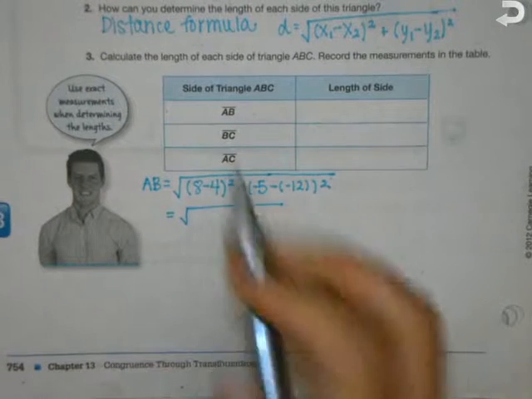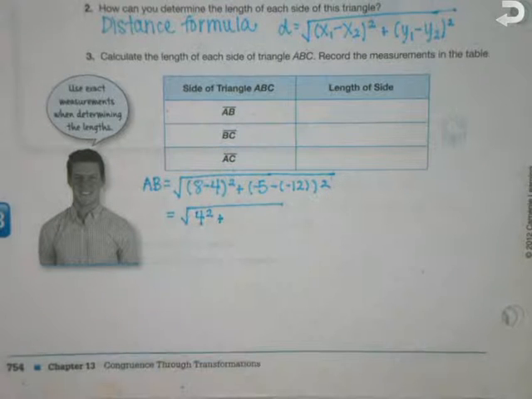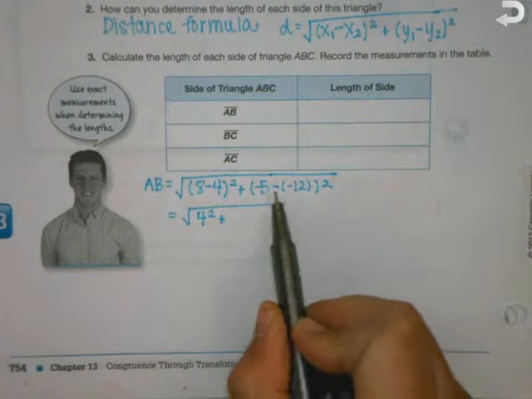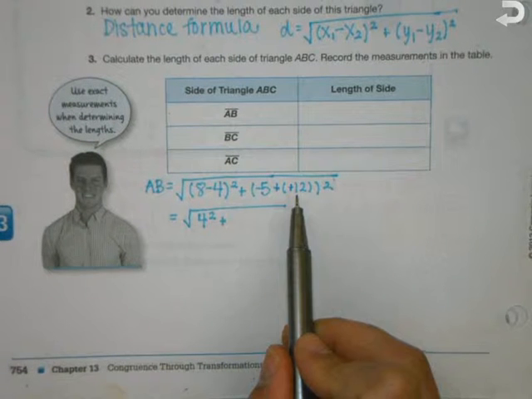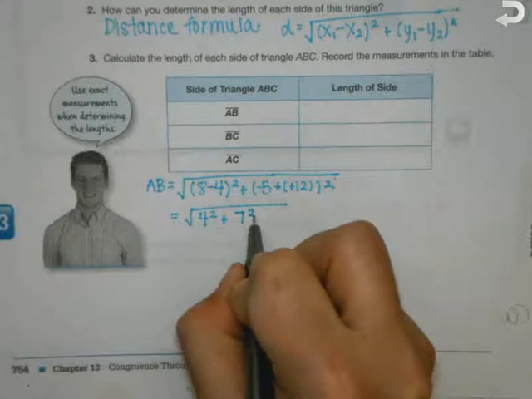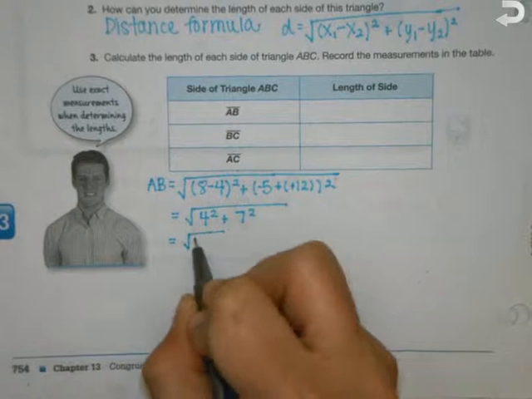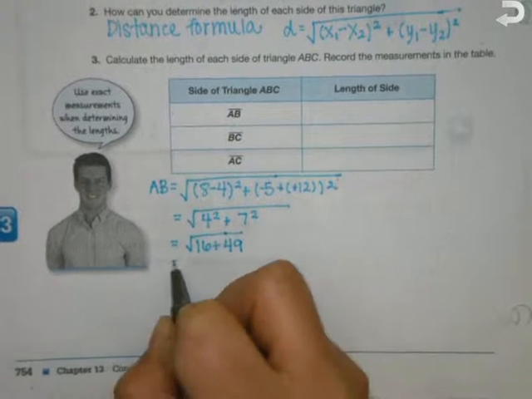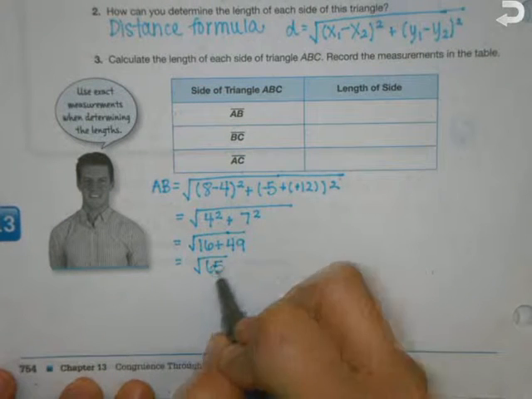Okay guys, what's 8 minus 4 give me? 4, so that's going to be 4 squared plus, now up here I have negative 5 minus negative 12. What happens when I subtract a negative? It all becomes positive. So what would negative 5 plus 12 be? Positive 7 squared. Okay, 4 squared is 16 plus 7 squared, which is 49, equals, what's 16 plus 49? 65.